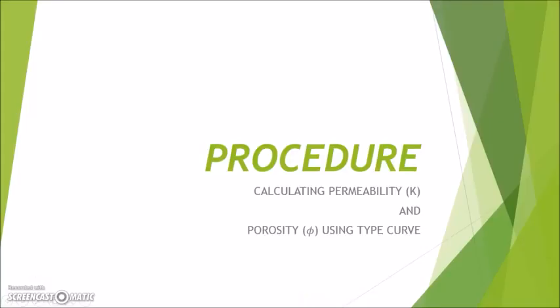Thank you. Now, I'm going to pass to Fabian to further explain about the interference test. Hello everyone, I'm Fabian and I'm going to explain about the procedures in calculating permeability and porosity by using the interference test analysis type curve. Basically, there are 4 steps needed to calculate permeability and porosity using the type curve, so let us take a look at all those 4 steps.